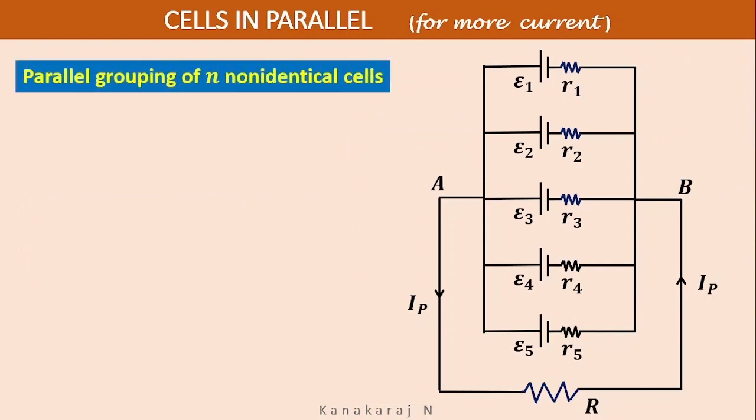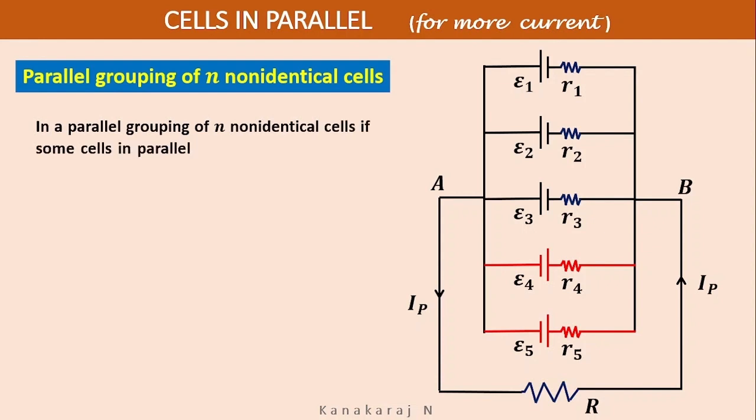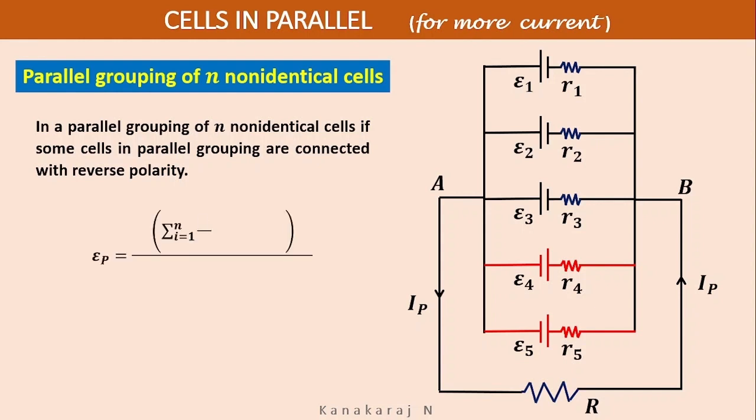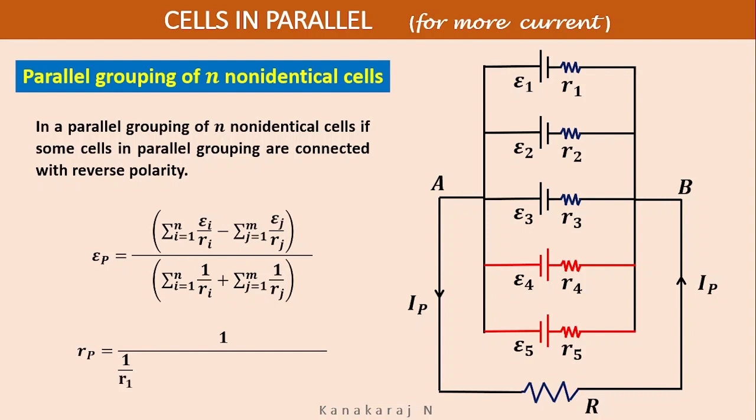Now, parallel grouping of n non-identical cells. Now, let us remove the last two cells. Let us connect them in the reverse polarity. In a parallel grouping of n non-identical cells, if some cells in parallel grouping are connected with reverse polarity, then epsilon P equals sigma i equals 1 to n epsilon i by Ri minus sigma j equals 1 to m epsilon j by Rj whole divided by sigma i equals 1 to n 1 by Ri plus sigma j equals 1 to m 1 by Rj. Rp equals 1 divided by 1 by R1 plus 1 by R2 plus 1 by R3 dot dot dot up to 1 by R(n+m).